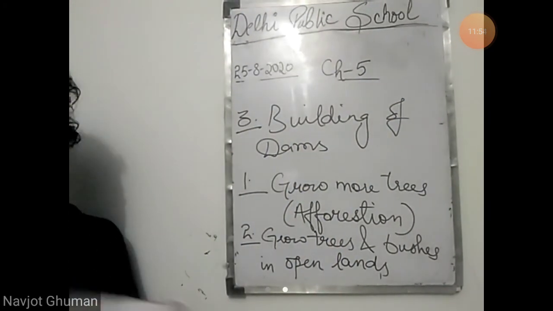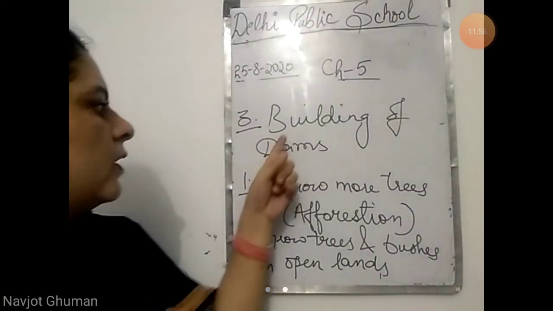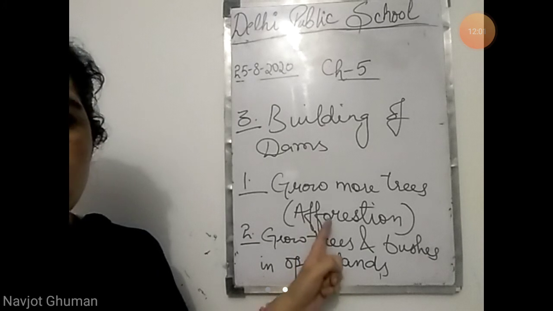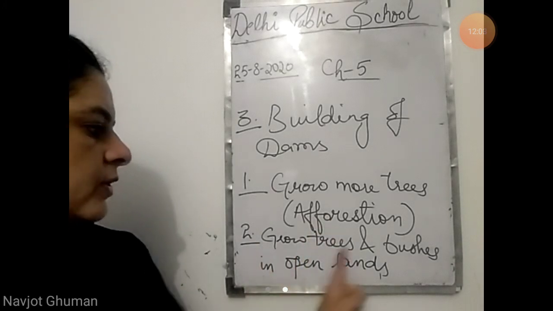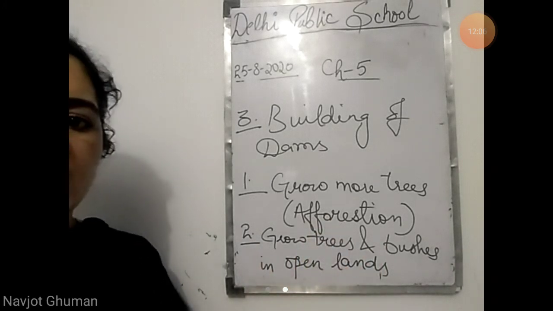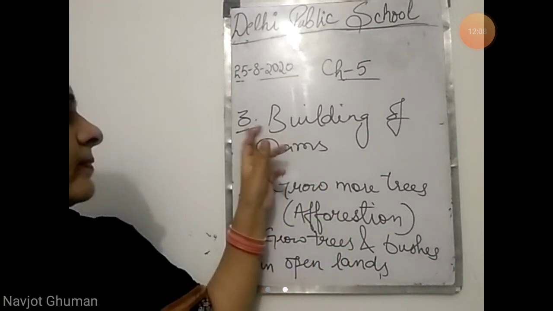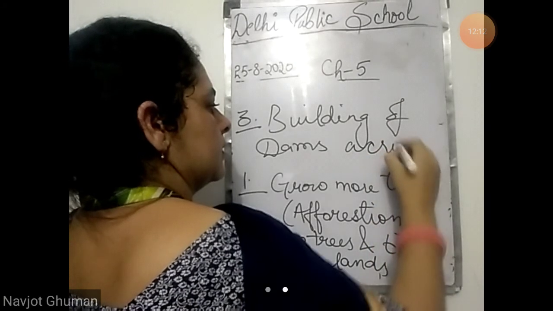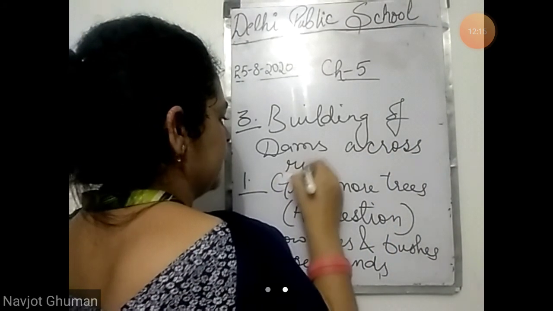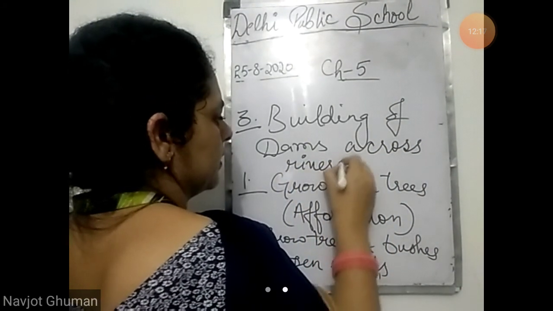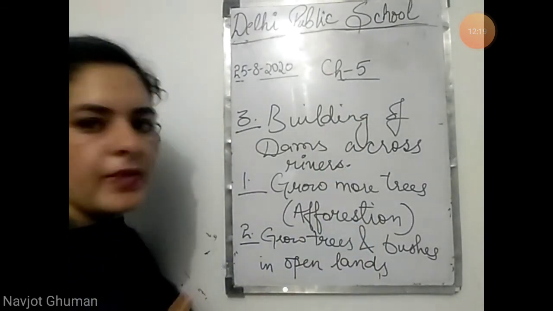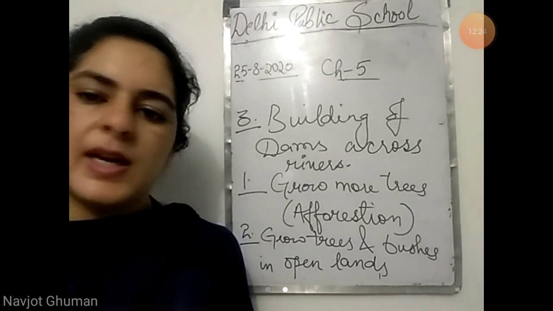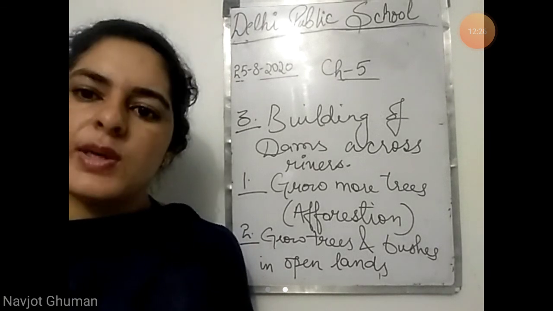So these are the three main steps in the process of soil conservation. First is grow more and more trees. That is, afforestation should be done. Second is grow trees and bushes in open lands, in the barren lands. Then third is building of dams across rivers. If dams are built, no floods will be there. And if no floods, no soil erosion will be there. So these were the two topics. First we read about soil erosion, then soil conservation.